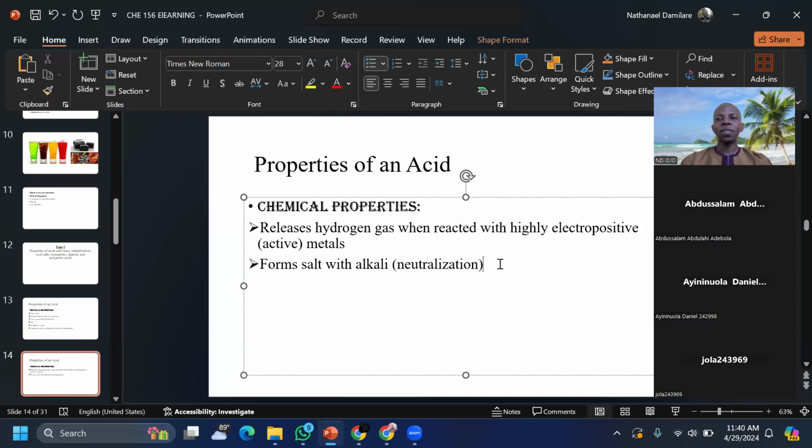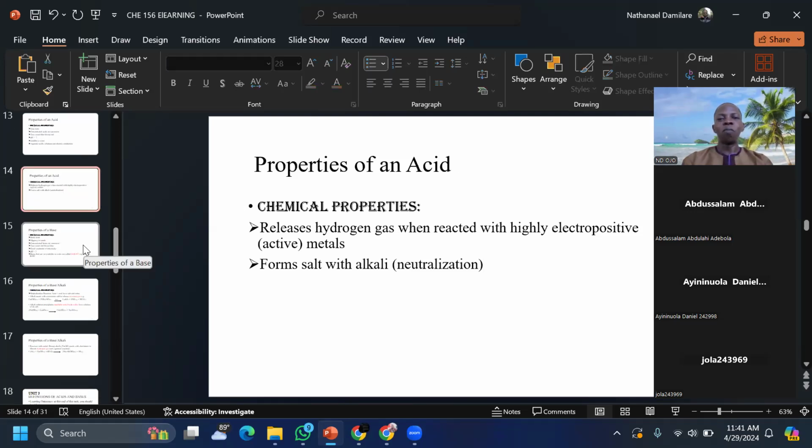And an acid can be neutralized by a base. When an acid reacts with an alkali, it can form salt and water. We call that neutralization reaction. You are familiar with that from secondary school days. So before we move on, I told you from the beginning that you should be able to mention 2 properties of an acid. So now type in the comment section 2 properties of an acid.